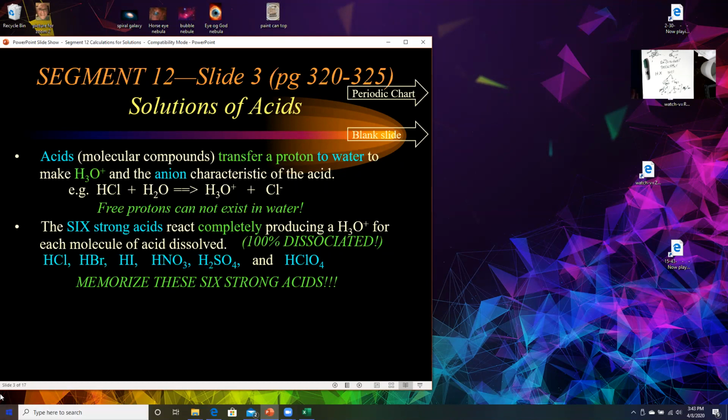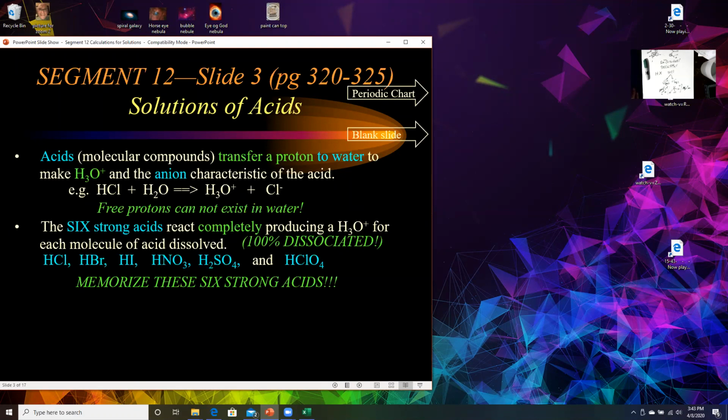If it's a compound that's got H in front, like this one, and some anion beside it, like, for example, chloride or bromide or iodide or nitrate or sulfate or perchlorate, if it's got any other ion attached to it other than these 6, it won't separate. It isn't an electrolyte. It's what we would call a weak electrolyte.